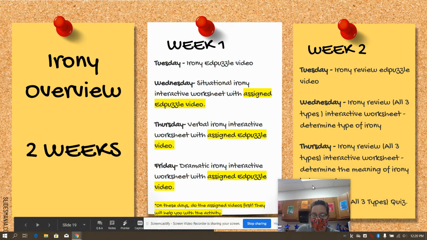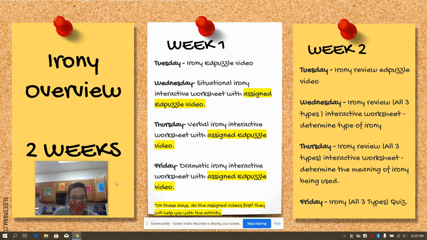All right, we're going to wrap it up here. So irony is actually going to take us 2 weeks, unlike the other skills that we've been getting done in 1 week. Irony is a little bit longer, so we can really master these 3 different types. The first week, Tuesday, you have an Edpuzzle video. Wednesday, you'll focus on situational irony with an interactive worksheet and an assigned Edpuzzle video. Thursday, you'll do the same thing with verbal irony. And Friday, the same thing with dramatic irony.